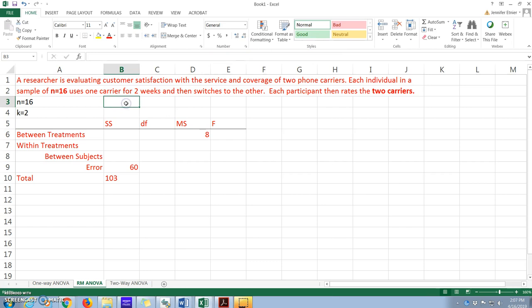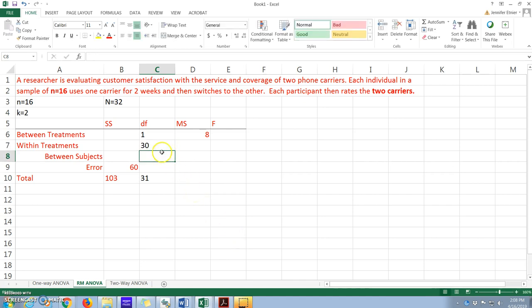So based on that, you know what big N is, because big N must be k times n, so big N must be 32. Once you know that, you know what degrees of freedom total is, because degrees of freedom total is just big N minus 1. So degrees of freedom total must be 31. We can also get degrees of freedom between treatments because that's k minus 1. We know we have 2 treatments, so this must be 1. Because these 2 degrees of freedom have to add up to the total, we know the degrees of freedom within treatments must be 30.